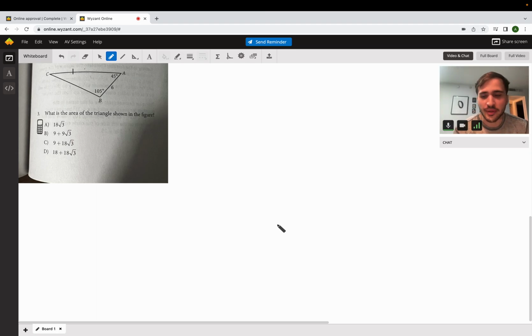So, what are we doing? Right now, it looks like we're dealing with triangles, and we've got this problem that's asking for the area of the triangle shown in the figure. Okay, so let's look at the answer choices.